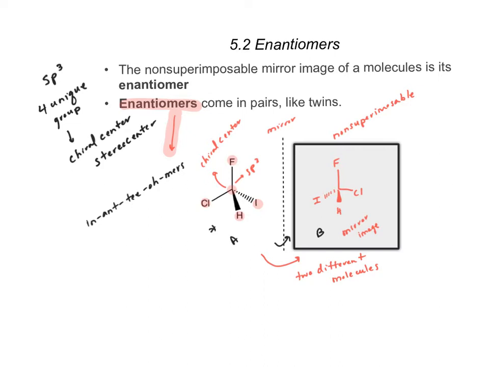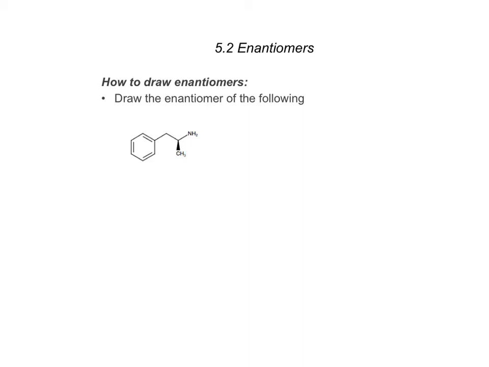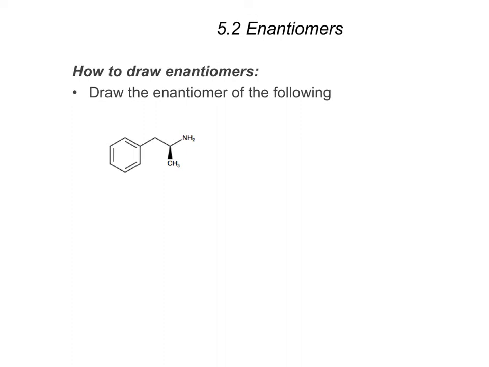Okay, what's next? Now we're going to learn how to draw the enantiomer of a molecule. Let's say I have this molecule here, and I want to draw its enantiomer. What is the enantiomer again? It is the non-superimposable mirror image of this molecule. So if I want to draw it, I need to draw its mirror image, okay?